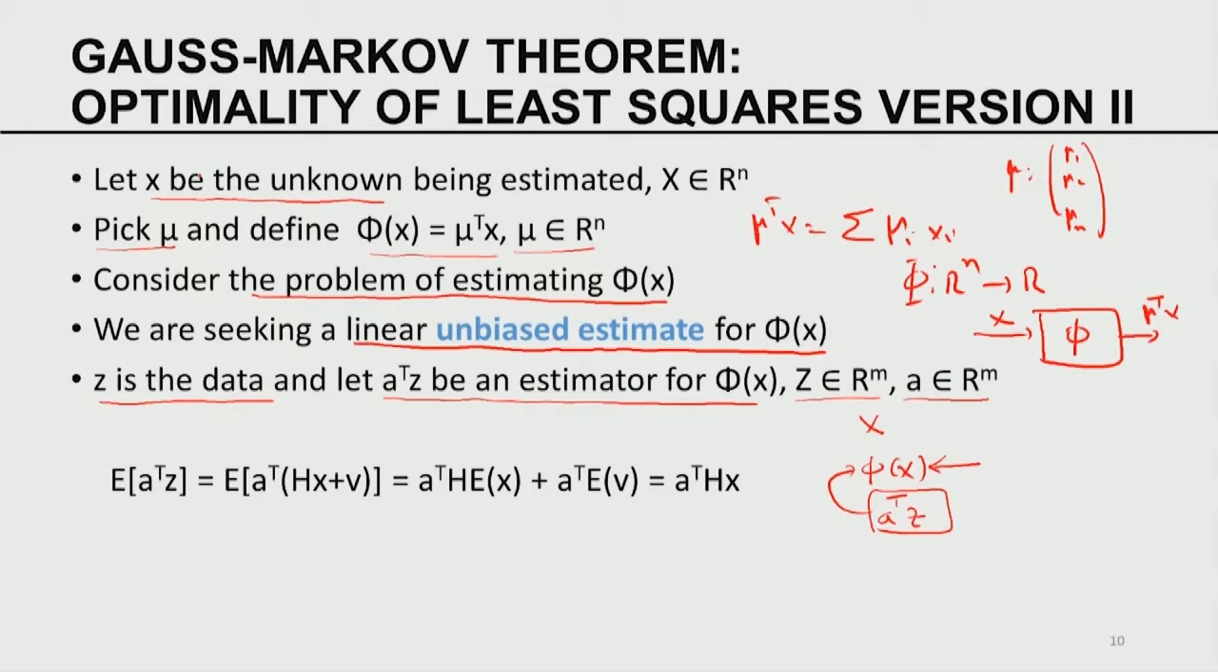If A transpose z is the structure of my estimate, I can compute the expected value. z has a standard formula: z is a linear function of x. So I substitute A transpose (Hx plus v) for A transpose z. The expectation of the sum is the sum of the expectations. The expectation of v is 0. Since the estimate of x is unbiased, the expectation of A transpose z is A transpose Hx. So that comes very nicely.